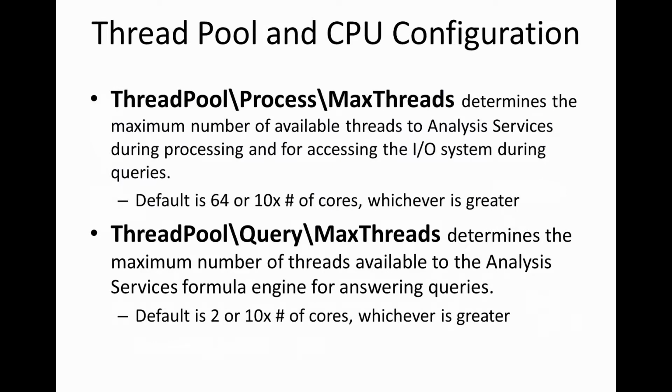So we've got questions around processing threads and query threads. The processing threads, the main thing you need to know here is the default is 64 threads or 10 times the number of cores, whichever is greater. So if you have an 8-core box, what's your default process maximum number of threads? It's going to be 80. On the query side, that's going to show you the number of threads that are available to the formula engine for answering queries. Keep in mind that's the formula engine, not the storage engine.